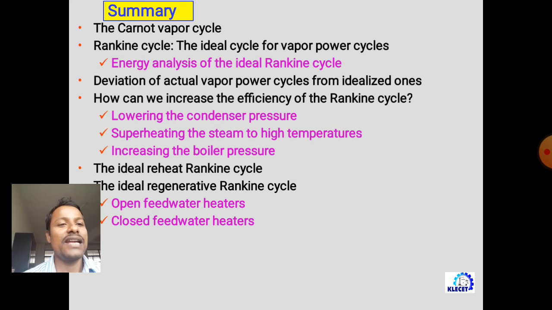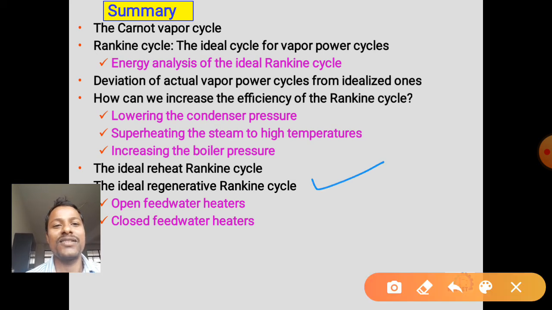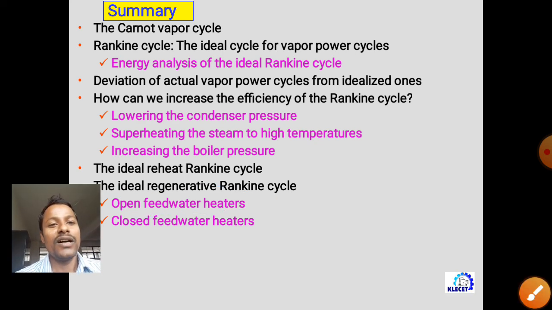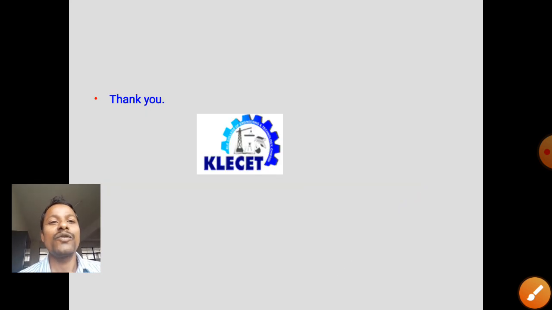Then the ideal regenerative cycle we discussed. Under this we have discussed the open feed water heater and then the closed feed water heater, their working line diagram as well as schematic diagram. Out of this, the open feed water heater is very important from the exam point of view. Then we'll solve numericals on this.